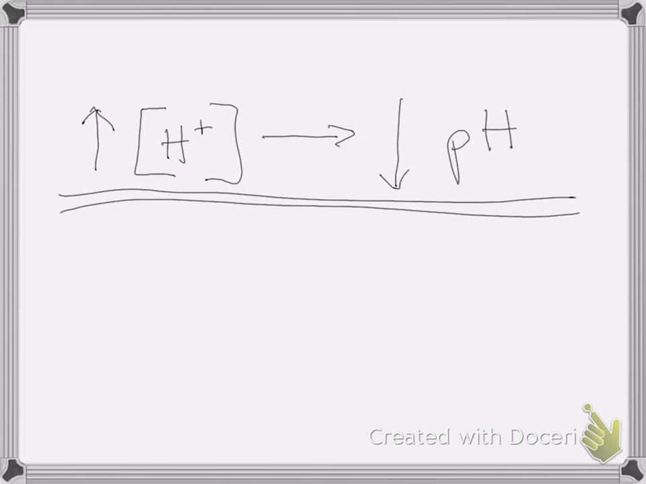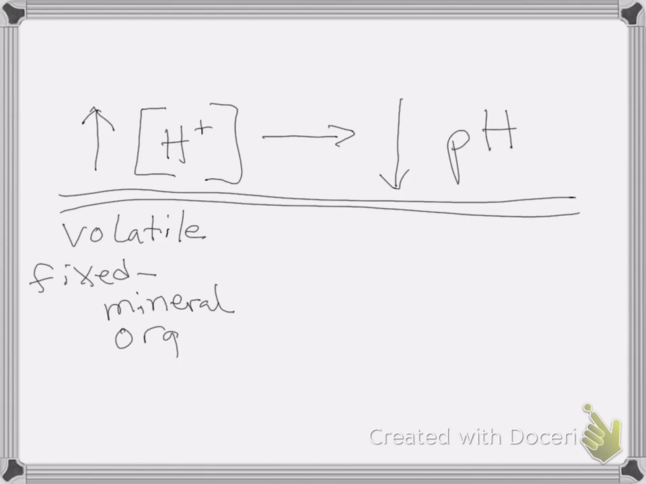we're not going to get stuck on them. But we're going to have volatile acids, and then we're going to have 2 kinds of fixed acids. Our fixed acids include mineral acids and organic acids.